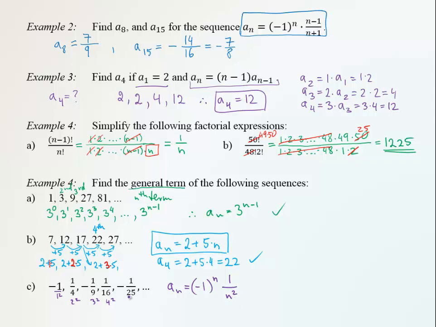Let's check it. For example, this term is the fifth term, so a5 would be -1 to the 5 over 5 squared, which is -1 over 25. Yes, it works. So that should be fine. This is our answer for the general term.